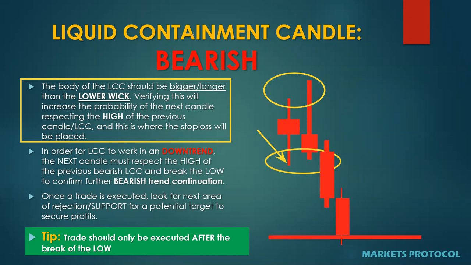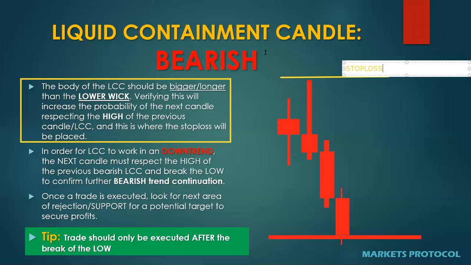So going back to the point over here, verifying this will increase the probability of the next candle respecting the high of the previous candle, which is your liquidity containment candle, and this is where your stop loss will be placed. So let's put it where the stop loss will be placed. Again, your stop loss is going to be on the previous candle, which is your liquidity containment candle. So let's mark this up as our stop loss.